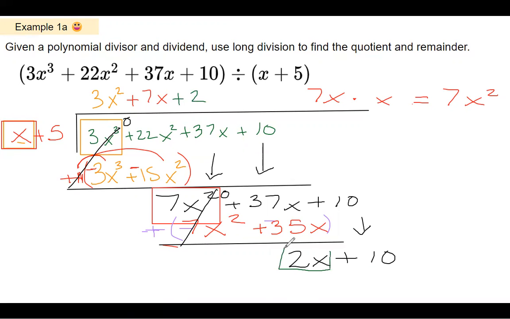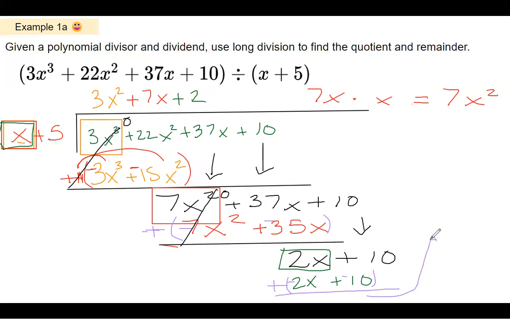Here is my next term. I need to multiply this entire expression by 2. So 2 times x is 2x. 2 times 5 is 10. And we're subtracting the entire term. Here it is, minus. So make sure we add, subtract, and subtract now.